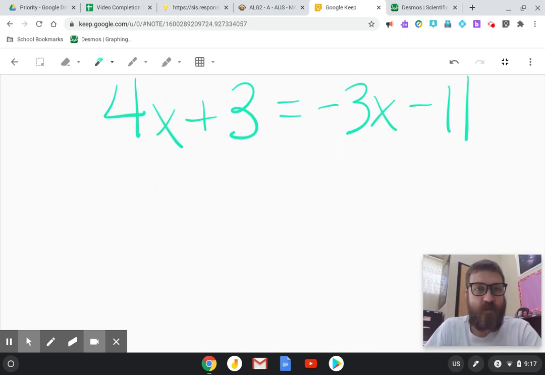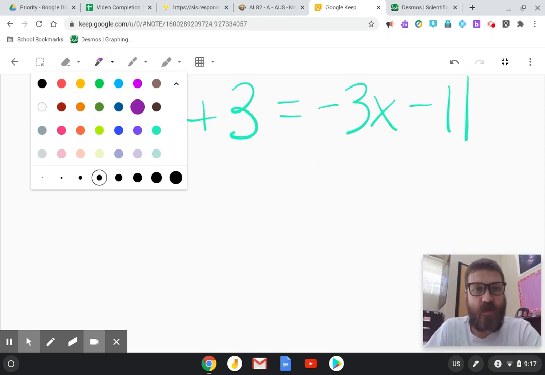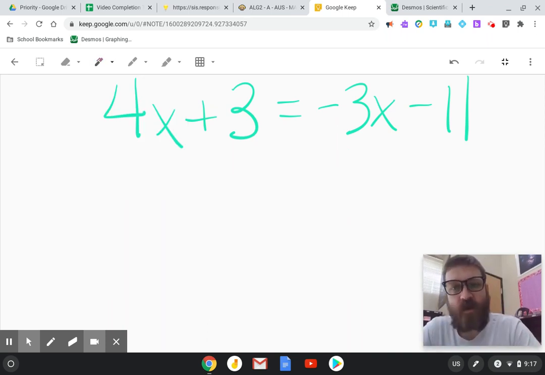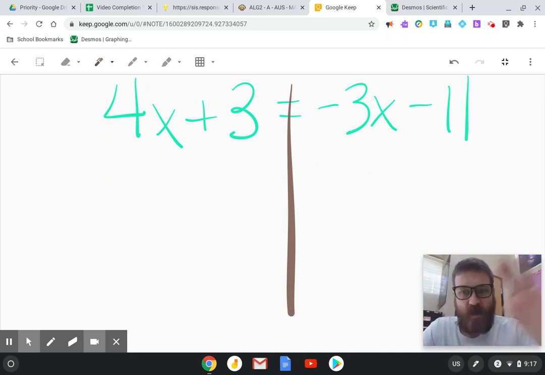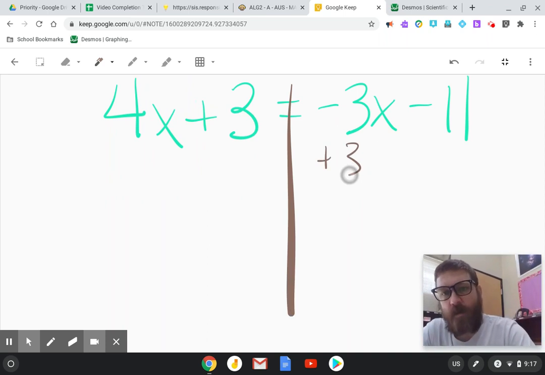We have x's on one side and numbers on the other, and we want to move things around so that they are organized: x's on one side, numbers on the other. So we'll start with this 3x. I'm going to add 3x to both sides.